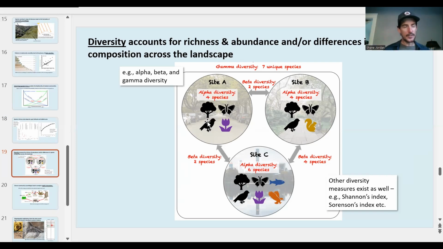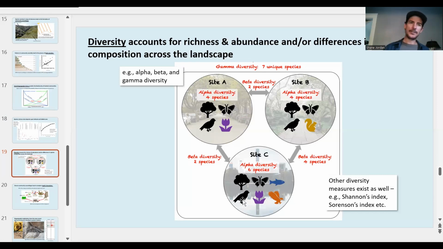And we can look at the overall distribution of biodiversity across the landscape with this thing called gamma diversity. That is to say, amongst sites A, B, and C, even though they're separated, how many species are there? And it turns out that there are 7 different species distributed amongst these different sites.